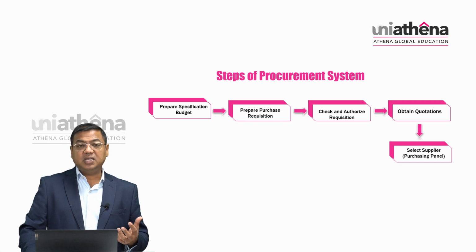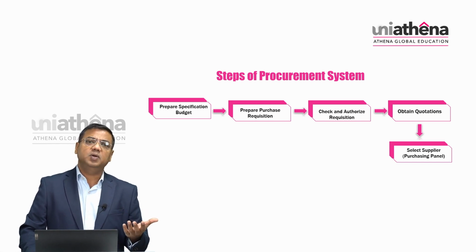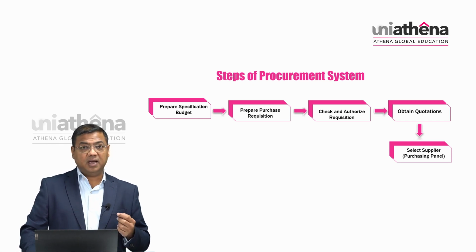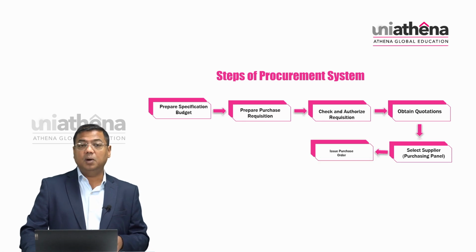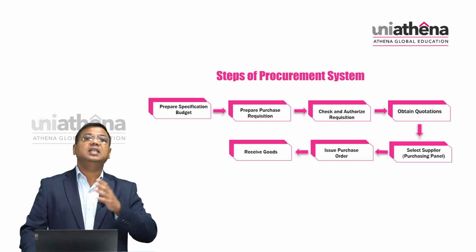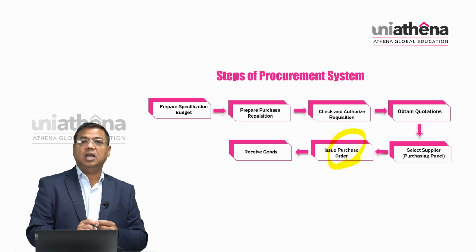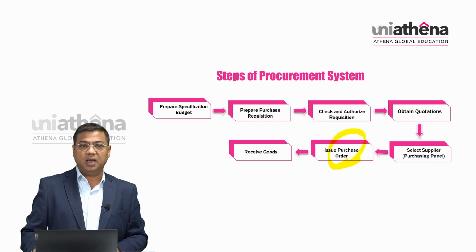Select supplier, purchasing panel. So sometimes in an organization, it could be only one person who's making this decision. Sometimes it's a panel. A purchasing panel actually looks at which supplier should we use, especially if your spend is very high. Select suppliers. It could be an individual. It could be through a purchasing panel, and then issue a purchase order. So that's where you actually start issuing the order to your supplier.